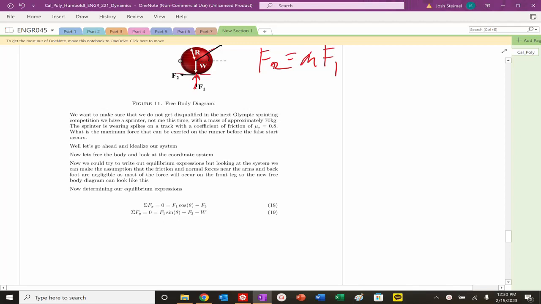So I have a sprinter with a mass of about 70 kilograms. The sprinter's wearing spikes, so the coefficient of friction between essentially the sprinter and the track is approximately 0.8. I want to see what is the maximum force that must be exerted on the runner to cause that false start, or equivalently that they generate that could potentially cause a false start. So what's our first step in our problem-solving algorithm?